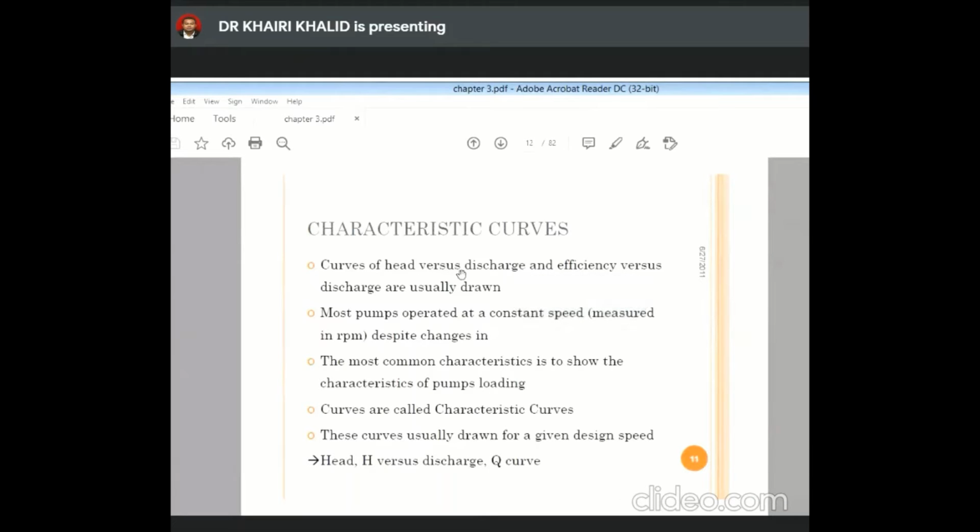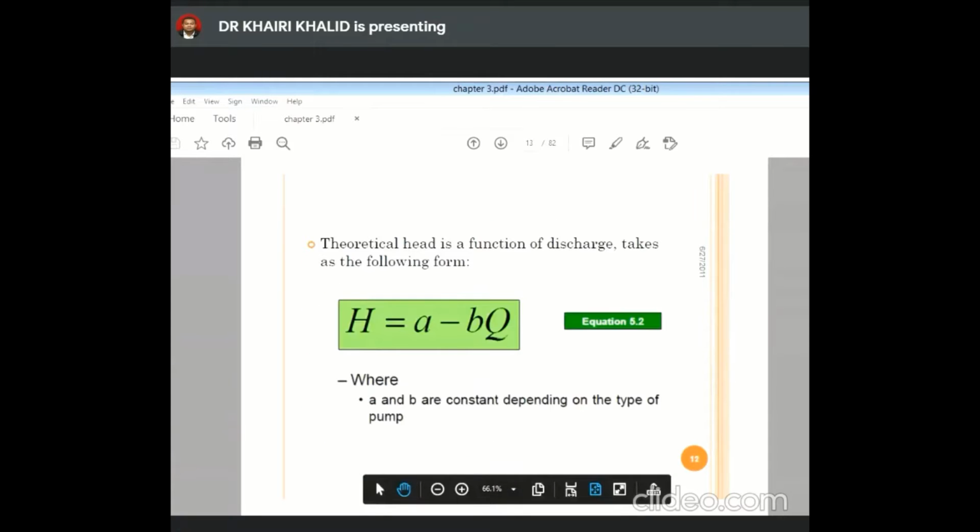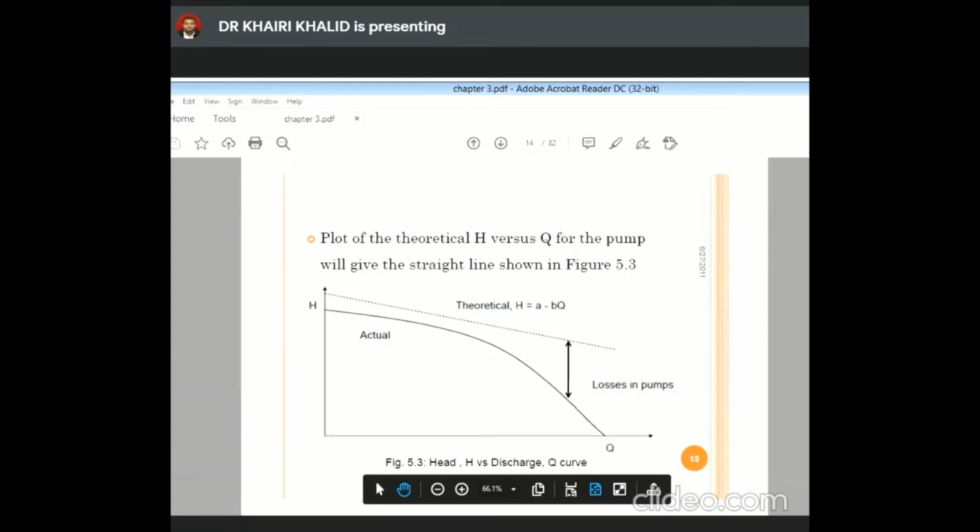Curves of head versus discharge, and efficiency versus discharge, are usually drawn. So this is the one that we are referring to. We have a head over here, we have a Q over here. Normally we have head over discharge. This is the theoretical curve of the pump, and this is the actual condition.